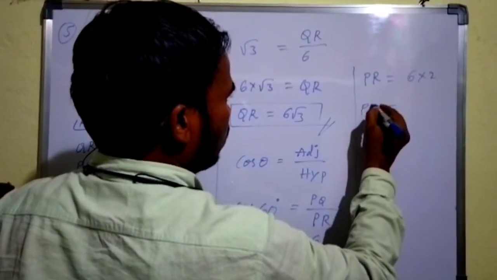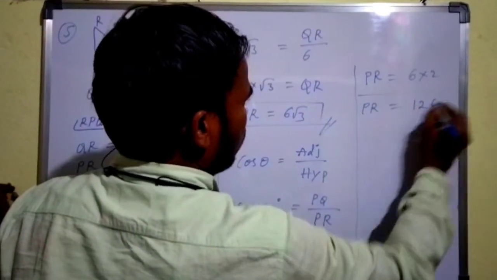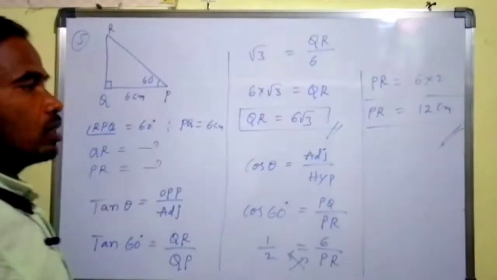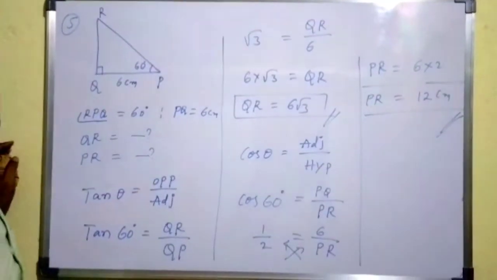So PR is equal to 6 to 12 centimeter. So this is the answer. So 2 lengths we got it. So the fifth question is finished. Now we are going to the next question, the sixth one.